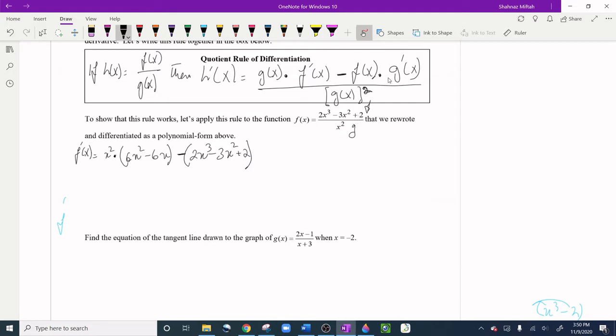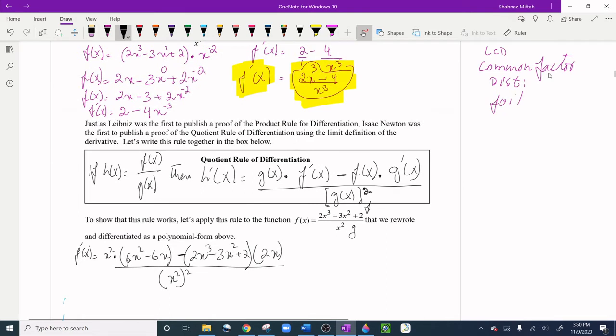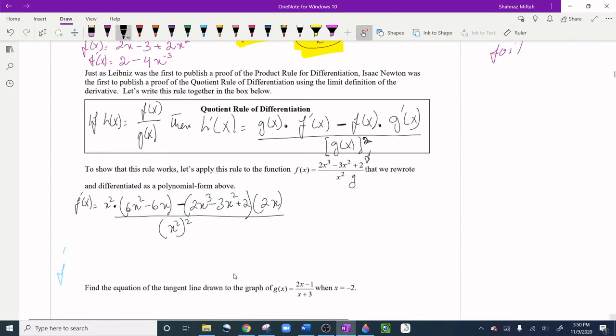because the numerator is f, g prime x, the derivative of g, which is 2x in this case. In the bottom, I'm going to keep x squared, g function whole squared. Now we just have to fix it around. The calculus part is done. So if we get stuck after calculus, remember these 4 things: LCD, common factor, distribute, FOIL. In this case, I'm doing the distribution.